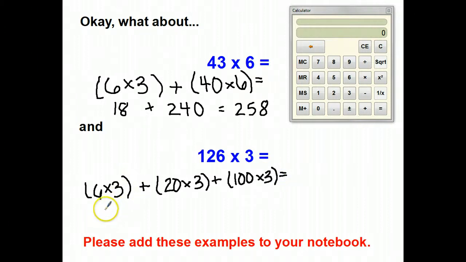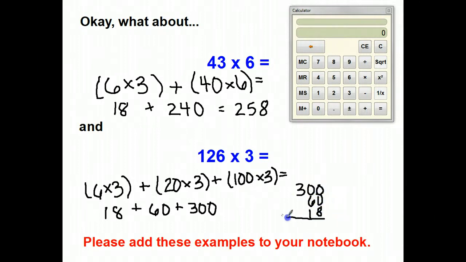So let's work with our totals then. 6 times 3 is 18, plus 20 times 3. 2 times 3 is 6, so 20 times 3 is 60, plus 100 times 3, which is 300. Now, if the numbers are getting big and that bugs you, go ahead and come over here. But lining them up is key. 8 and nothing is 8, 6 plus 1 is 7, 3 and nothing is 3. Let's check it. 126 times 3 equals 378. Looking good.